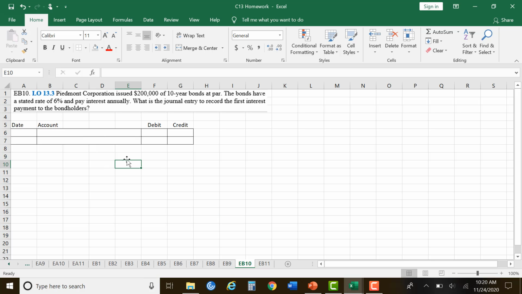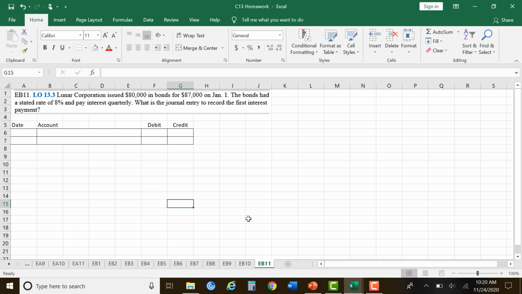200,000 times 6%, so like $12,000. Interest expense, cash. And then for 11, you have Lunar Corp issued 80,000 in bonds for 87,000, so they issued them at a premium. The bonds had a stated rate of 8%, pay interest quarterly. Pay attention to that, quarterly. That's what tripped me up on the other one. What is the journal entry to record the first interest payment?